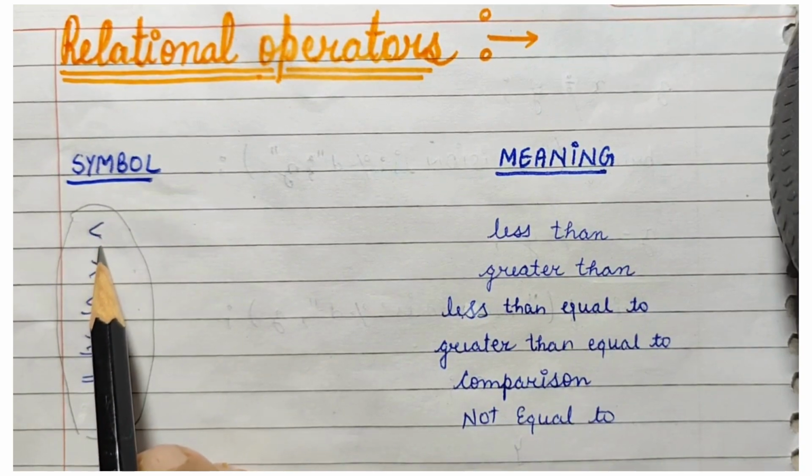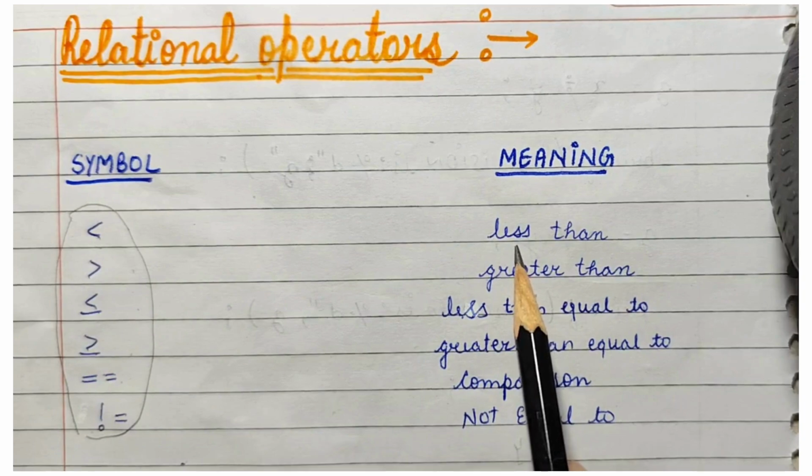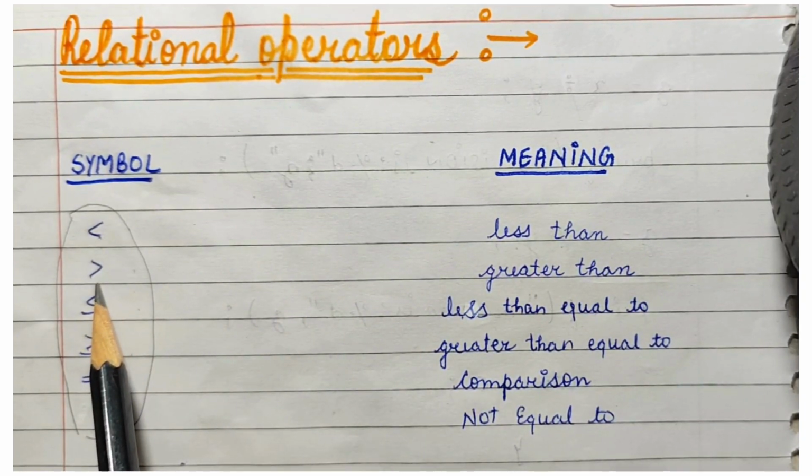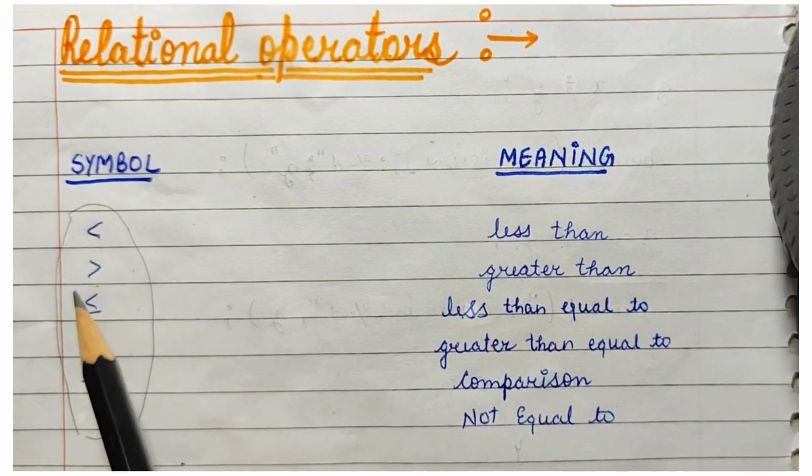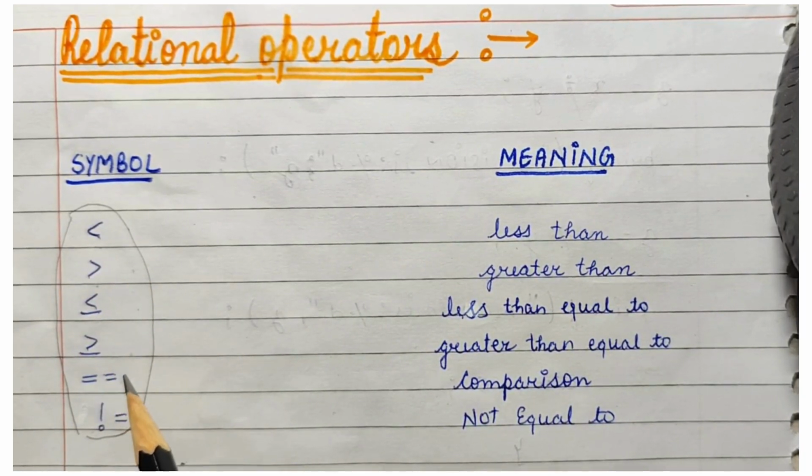So these are the symbols, and this symbol has the meaning less than. This symbol has the meaning greater than. All these symbols you use in mathematics, so the same symbols are available here with the same meaning in C and C++ languages. This symbol has the meaning less than equal to. This symbol has the meaning greater than equal to. This symbol, double equal to, is used for comparison. And next one is not equal to. So we write not equal to in C and C++ languages in this way, not in this way. This one is invalid.